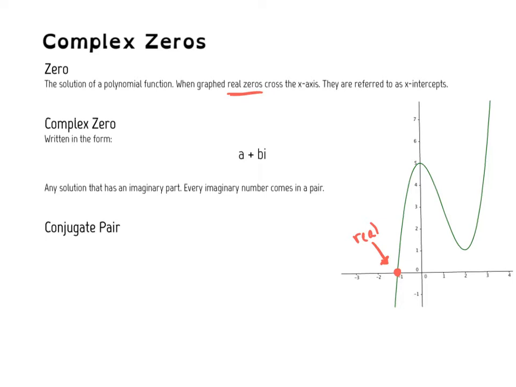And a complex zero is a solution that can be written in the form of a plus bi, where a is the real part and bi is the imaginary part. And so when we go to solve these particular polynomials, the graph will look something like this, where you won't be able to see from the graph where the actual solutions are, because we no longer have just a real part. We now have this imaginary part that's going to produce solutions as well.